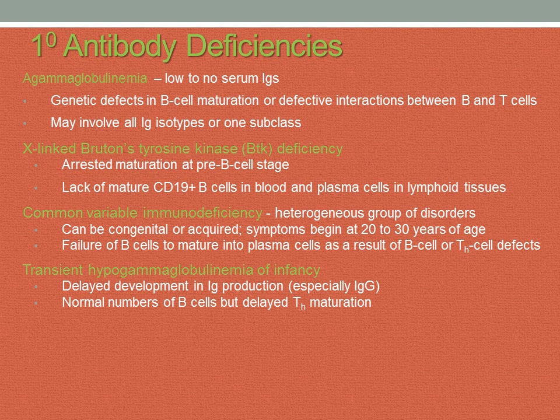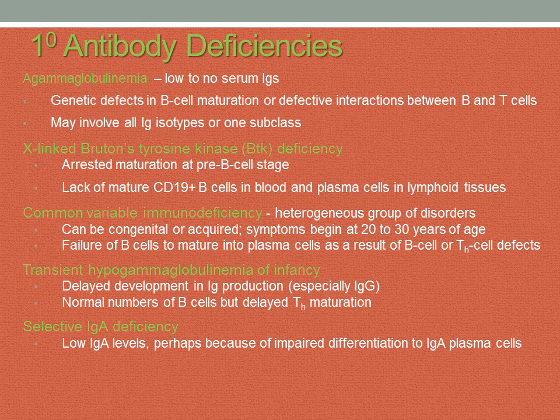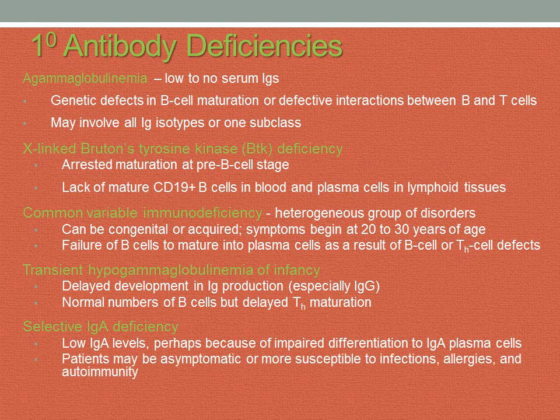There's transient hypogammaglobulinemia of infancy. Basically, these infants are a little bit slow in developing their antibody production. So, as the name suggests, it's transient. They grow out of it as they finally have their B cells mature into T helper cells.